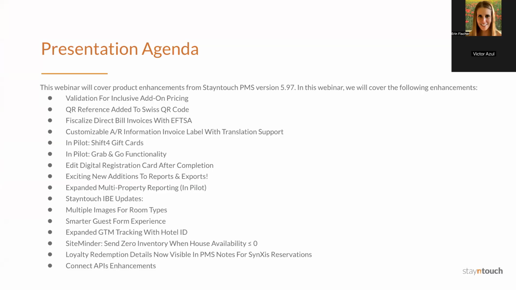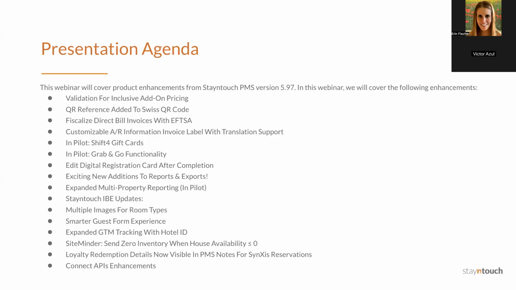Today's presentation will cover how you can get the most out of the Stayntouch PMS version 5.97 product release. In this webinar, we'll cover the following enhancements: validation for inclusive add-on pricing, QR reference added to Swiss QR code, fiscalized direct bill invoices with EFSTA, customizable AR invoice information invoice label with translation support. And then in pilot, we have Shift4 gift cards, as well as the grab and go functionality. And additionally, in pilot as well, we've expanded the digital registration card functionality to edit that after completion.